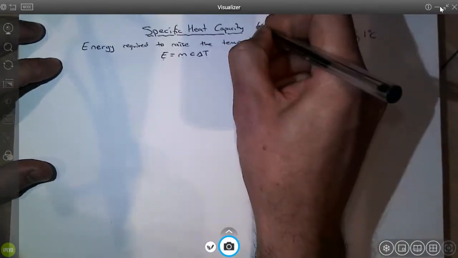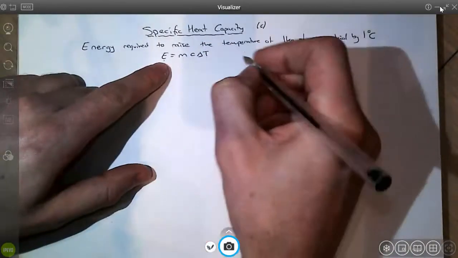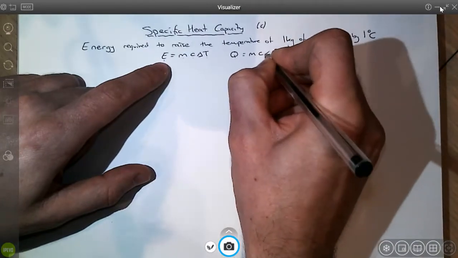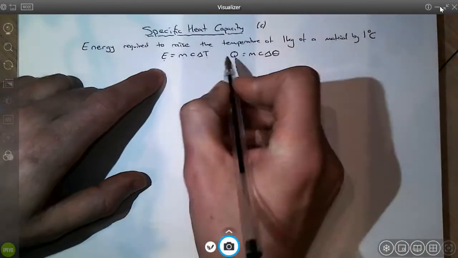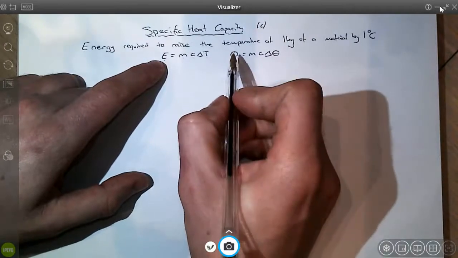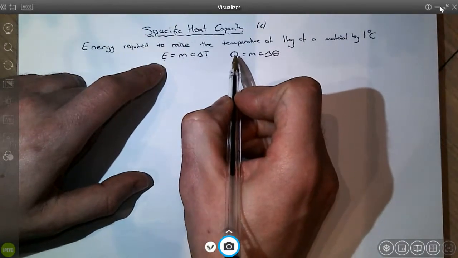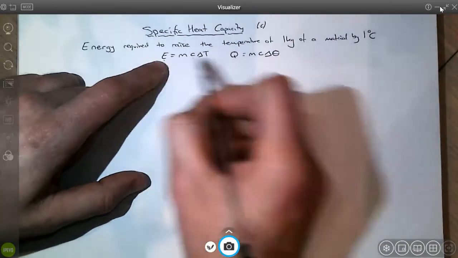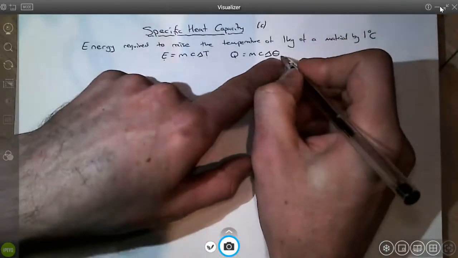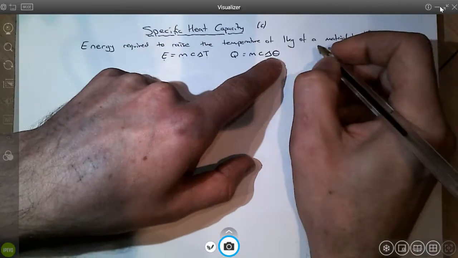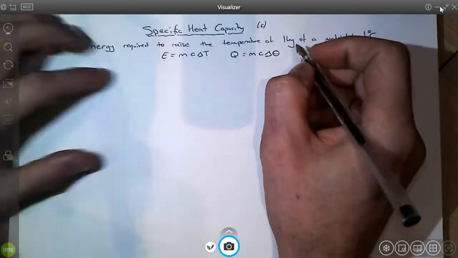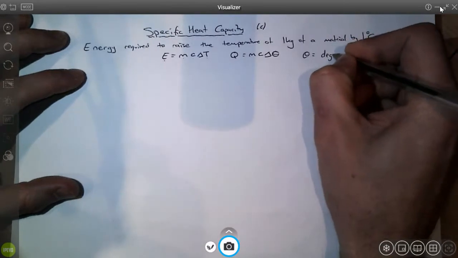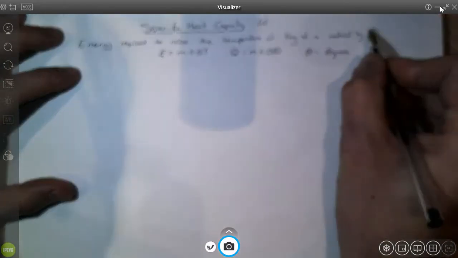So it has the symbol C. However, just to confuse things, often we see it as Q equals mc delta theta. Q is used for energy in physics a lot, almost exclusively in thermodynamics, which this is obviously a part of. And then temperature is often theta. The reason I tell students that it's theta, and this usually does help them remember, is that this means degrees in maths, and we're talking about degrees Celsius.